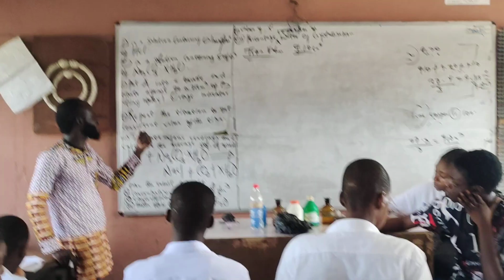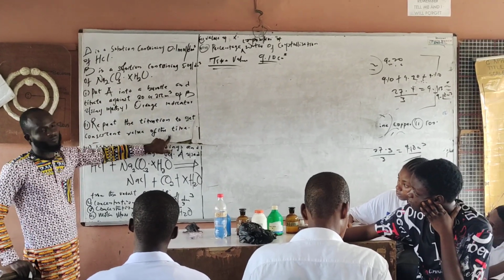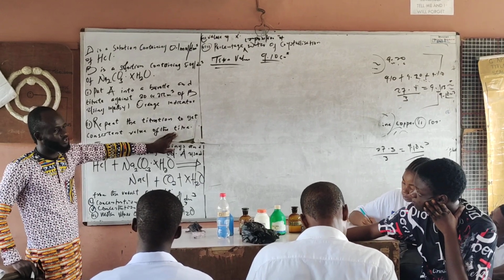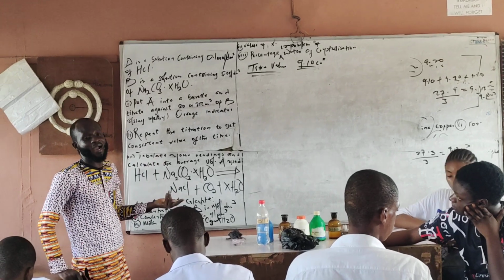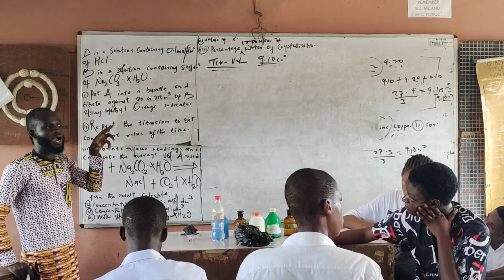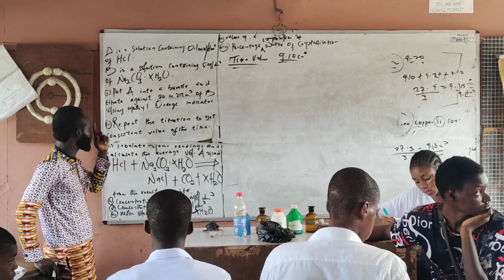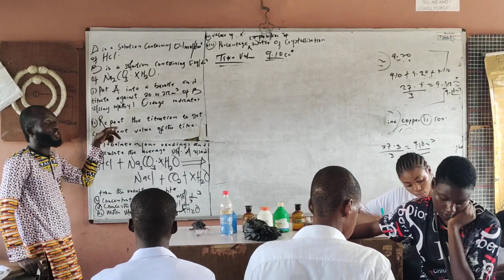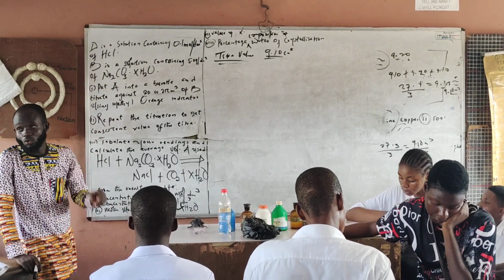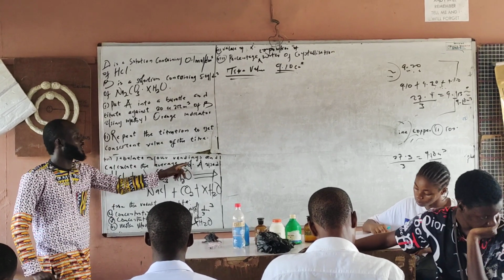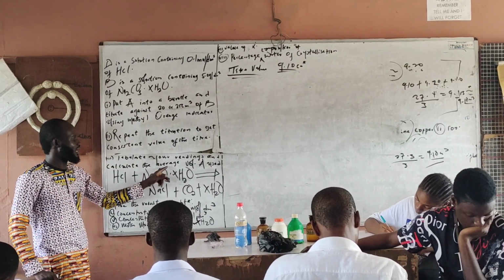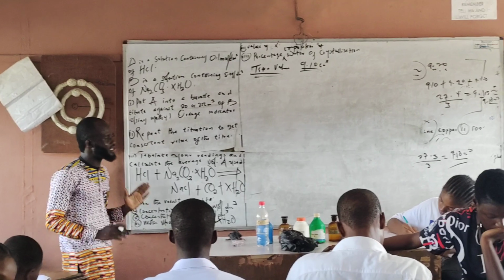Then repeat the titration to get consistent values of the titre. Repeat the process to get what? Consistent values of the titre. You can repeat twice, but here we are repeating it 3 times. Good. Then once you are done with your titration, you start plotting your table. Instruction says, tabulate your readings. Calculate the average volume of A used. That is the first instruction.